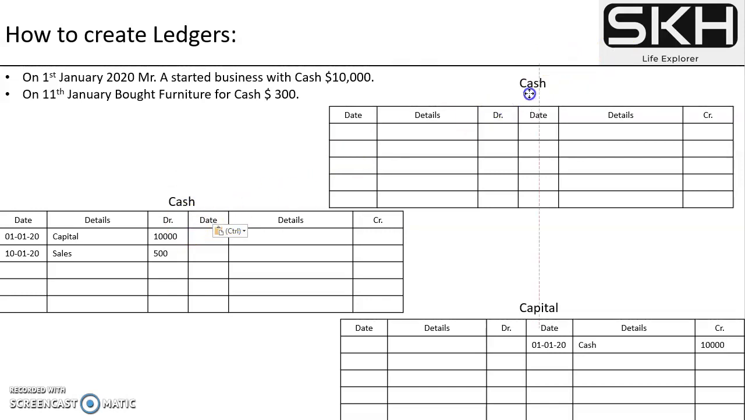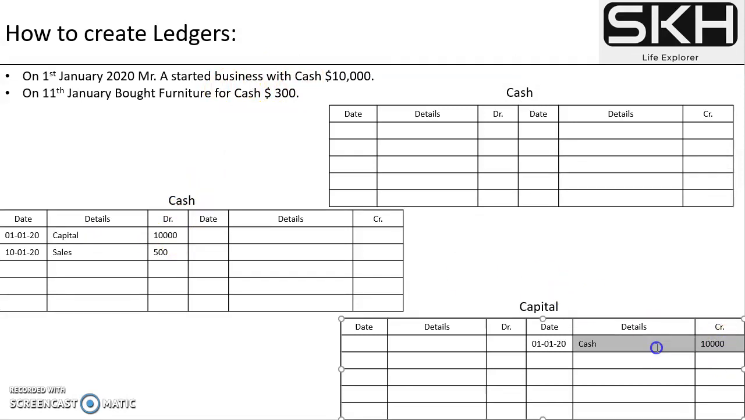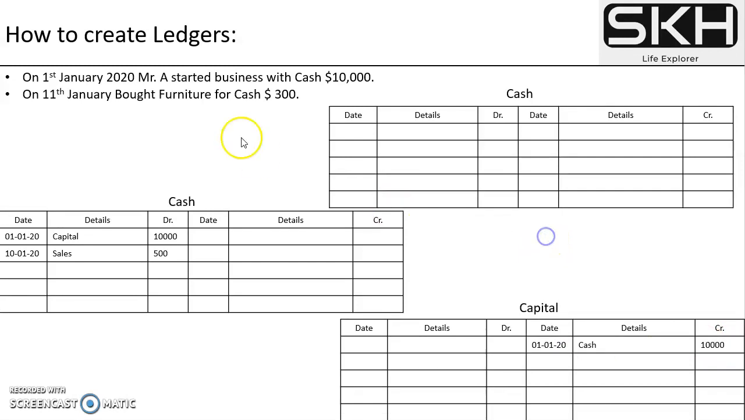So be ready. Transaction number 1 we have already done, that on 1st January Mr. A started business with cash. You can see that this transaction is reflecting in the cash account as well as in the capital account. In the second transaction, on 11th of January, he bought furniture for cash 300. In this transaction there are two accounts. The first one is cash and the second one is furniture.